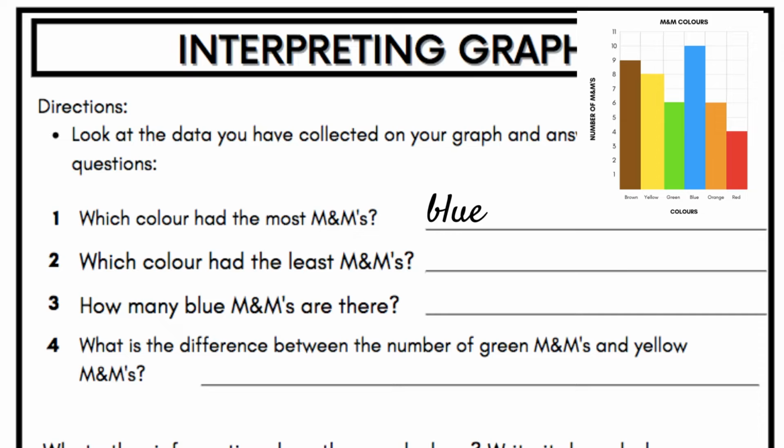So which color had the most M&Ms? Well, for us, it was the blue M&Ms. Which color had the least M&Ms? In this set, it was actually the red M&Ms. How many blue M&Ms are there altogether? We had 10 blue M&Ms. What is the difference between the number of green M&Ms and yellow M&Ms? Well, we had 6 green M&Ms and we had 8 yellow M&Ms. So if I do 8 take away 6, the difference between them is 2 M&Ms.